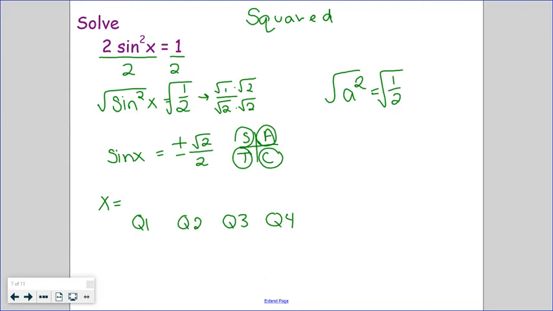And then I go back to, okay, what angle gives me a sine value of square root of 2 over 2? And that would be pi over 4. The pi over 4 that puts me into quadrant 2 would be 3 pi over 4. The pi over 4 that puts me into quadrant 3 would be 5 pi over 4. And into quadrant 4 would be 7 pi over 4.